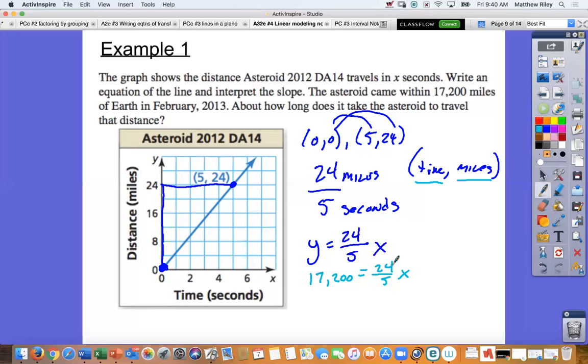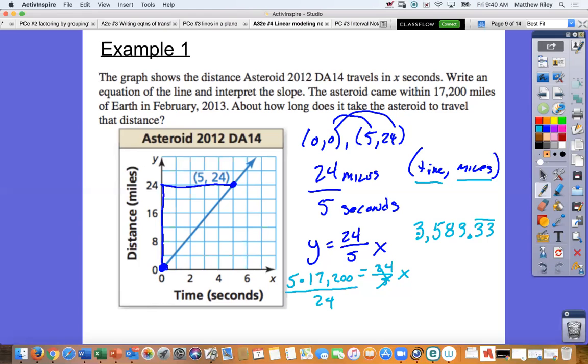Now, part of the reason I put this up here is a lot of people say, oh, I fractions, what do I do with the fraction? Well, if I'm multiplying 24 fifths by x, I would divide by 24 fifths, but when you divide by a fraction, you multiply by the reciprocal. So it's the same as multiplying by 5 and dividing by 24. And what answer did you get again? 3,583.3 repeating. 3 repeating, of course.